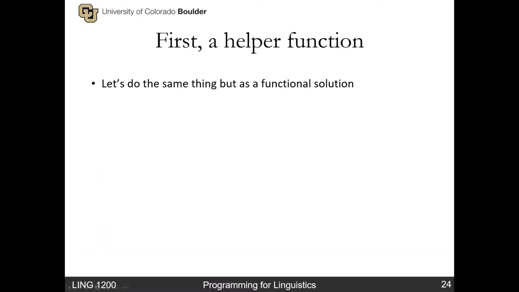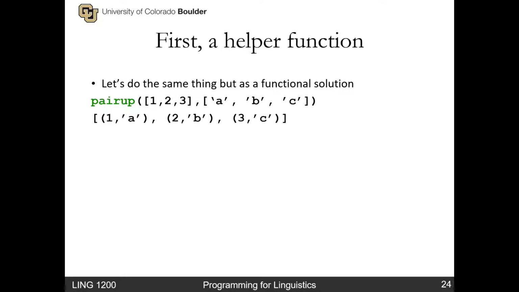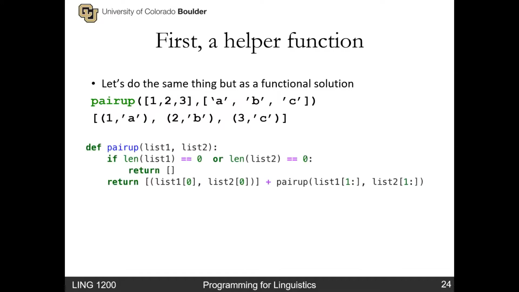We actually have everything we need to do the same thing, but in a functional way and with a functional solution. So again, what we're trying to do is build a function called pairup that's going to take the corresponding elements in 2 lists and pair them up into a list of tuples like this. Okay, so here's a functional solution. And as you might expect, this is a recursive function. So let's look at this a little bit closer.